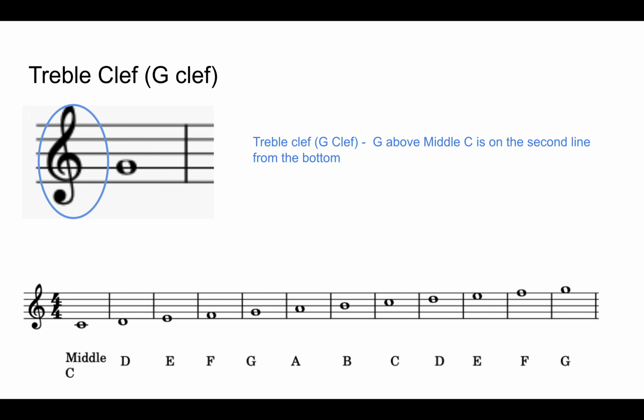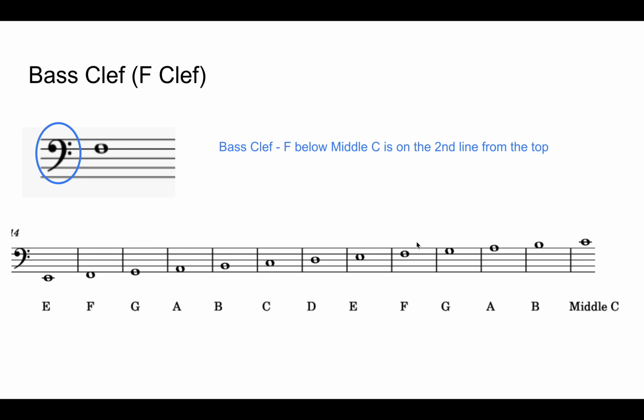As you can imagine, treble clef is often used for music that's relatively high in pitch, given the relatively high nature of all the pitches notated here on the stave. Let's look at another example. This is bass clef. This is another very, very common clef. What bass clef does is it says that the F below middle C is on the 2nd line from the top of the stave. So this note here is an F.